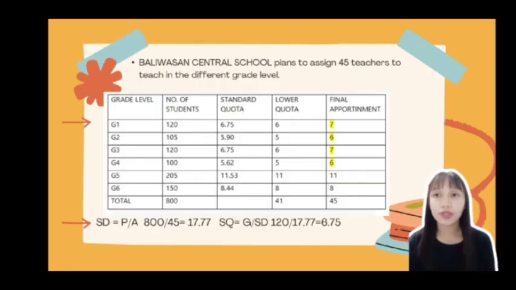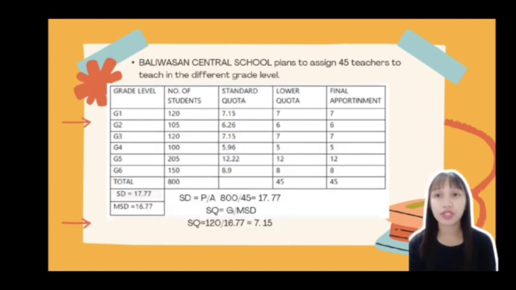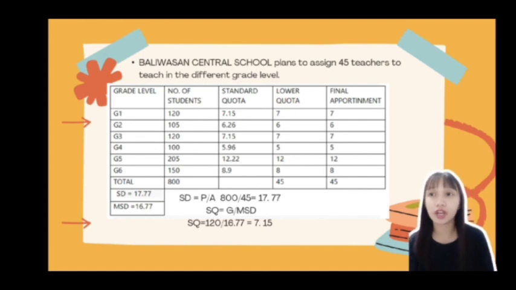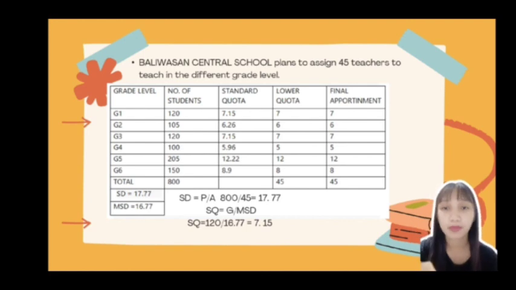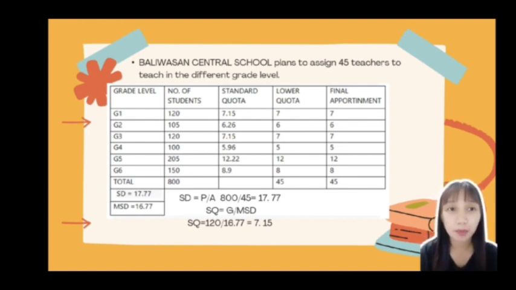We're going to use this example again, where we used Hamilton's method earlier. So in Jefferson's method, we need to use a modified standard divisor which must be lower than the standard divisor. By trial and error technique, I come up with 16.77 as the modified standard divisor. In this example problem, Baluasan Central School plans to assign 45 teachers to teach in the different grade levels. So we have the grade level, number of students, standard quota, lower quota, and the final apportionment.